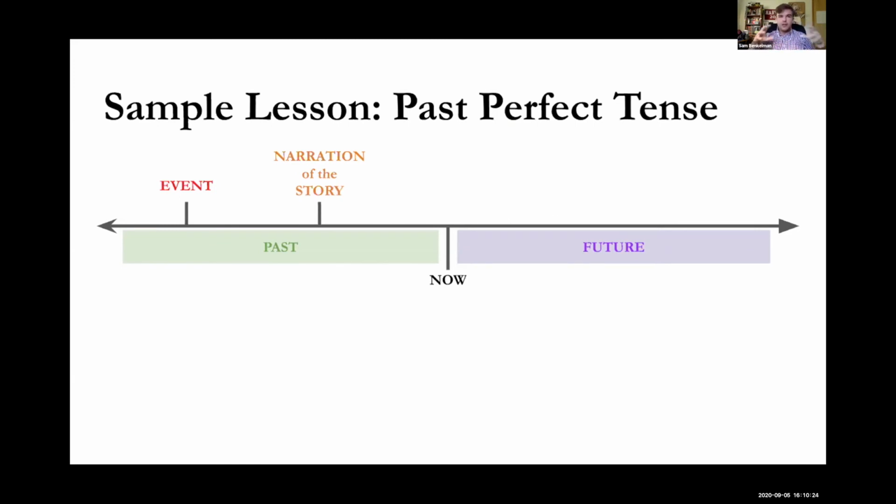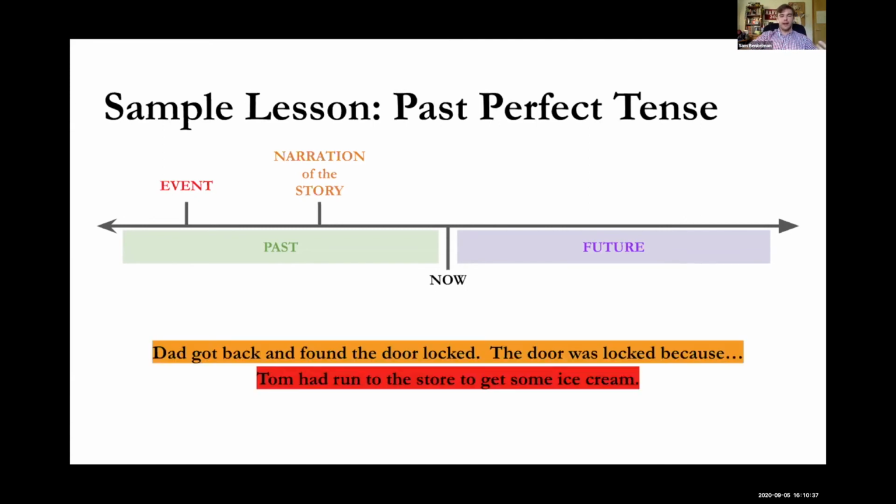So this is a sample lesson on the past perfect tense. In this situation, let me show you an example of how I might get this information across, right? So I'm telling a story, it's in the past. So we have something like, "Dad got back and found the door locked," right? So this is simple past tense. It's orange, so you can see it's the narration of the story there. Dad got back, he found the door locked. That's past tense.